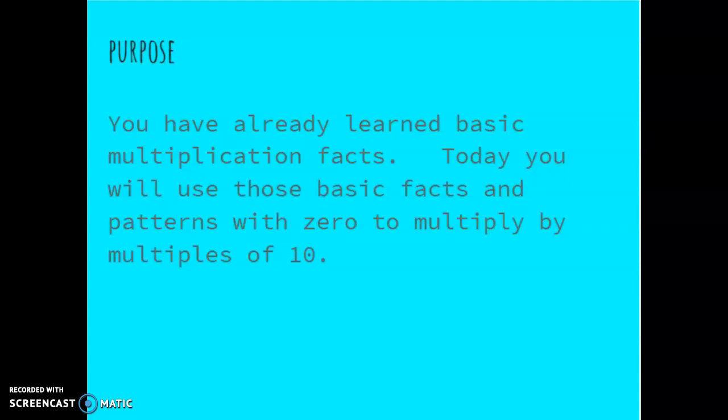We learned our twos, our fives, our tens, our ones, our zeros. Today, we're going to use those basic facts and patterns with zero to multiply by multiples of 10. So we're going to think about what happens when we multiply by powers of 10.